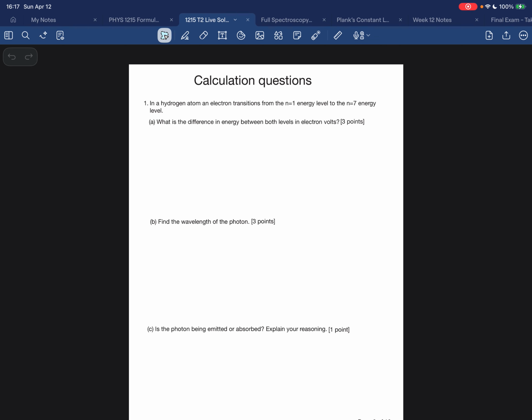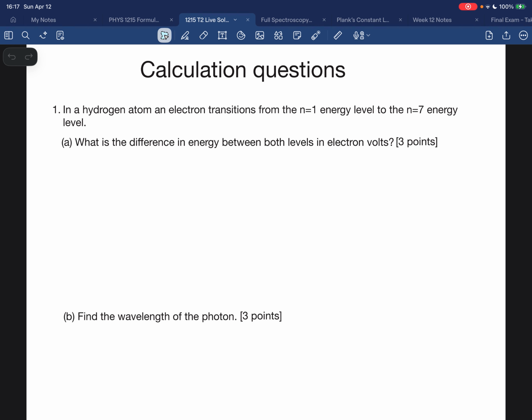Question 1. In a hydrogen atom, an electron transitions from the n equals 1 energy level to the n equals 7 energy level. What is the difference in energy between both levels in electron volts? Okay, so let's find what each energy level is first. I will first find the energy level of level 1 here.